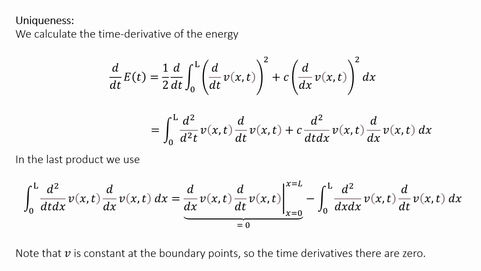So what do we do with this term at the boundary values? Well, we notice that v is actually constant at the boundary points. So in particular, the time derivatives there are 0, and we conclude that this middle term for x equals 0 and x equals L is just 0. So we are only left with the last integral on the right hand side. Let's plug this in.